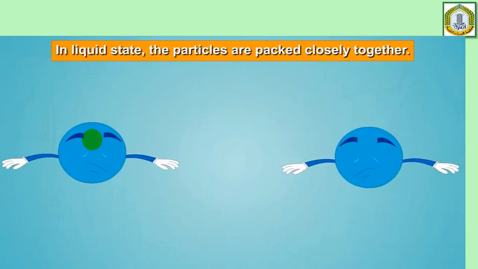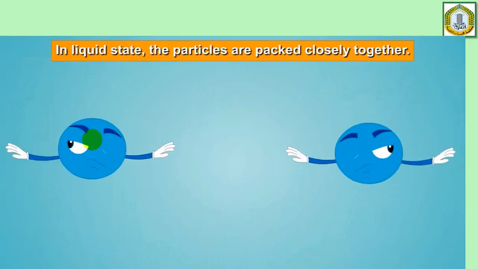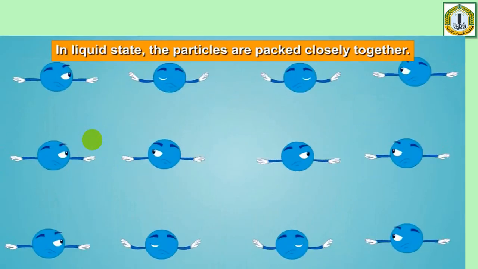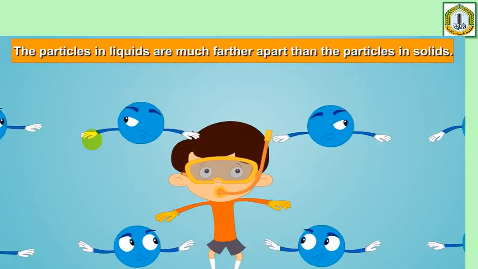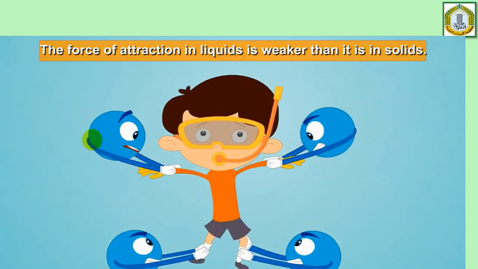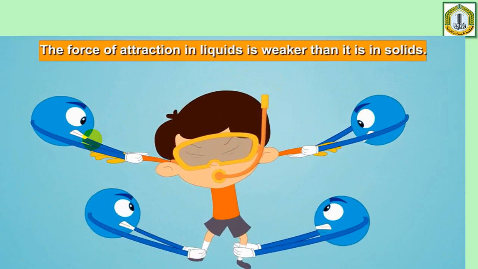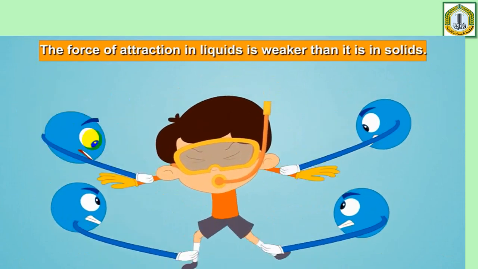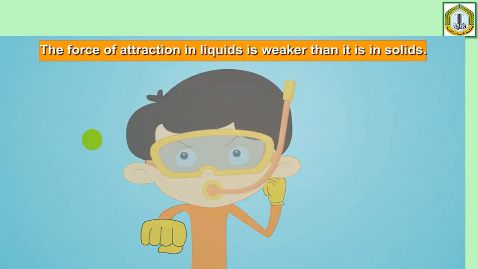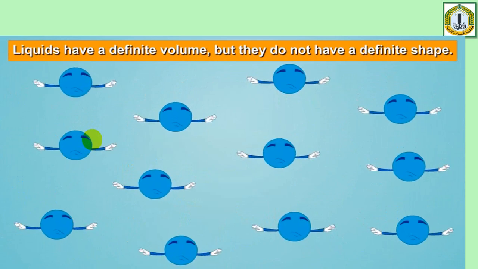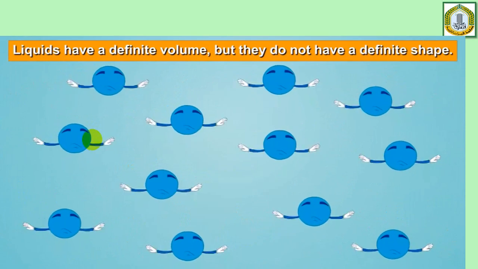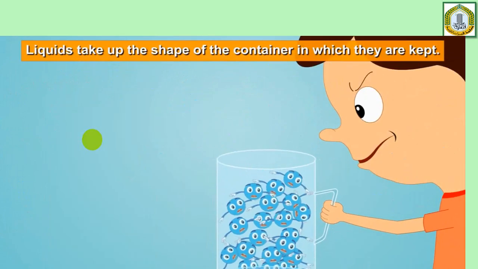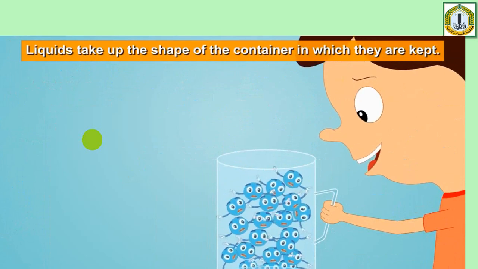In liquid state, the particles are packed closely together, but they are much farther apart than the particles in solids, and so the force of attraction is weaker than it is in solids. Therefore, liquids have a definite volume, but they do not have a definite shape. They take up the shape of the container in which they are kept.